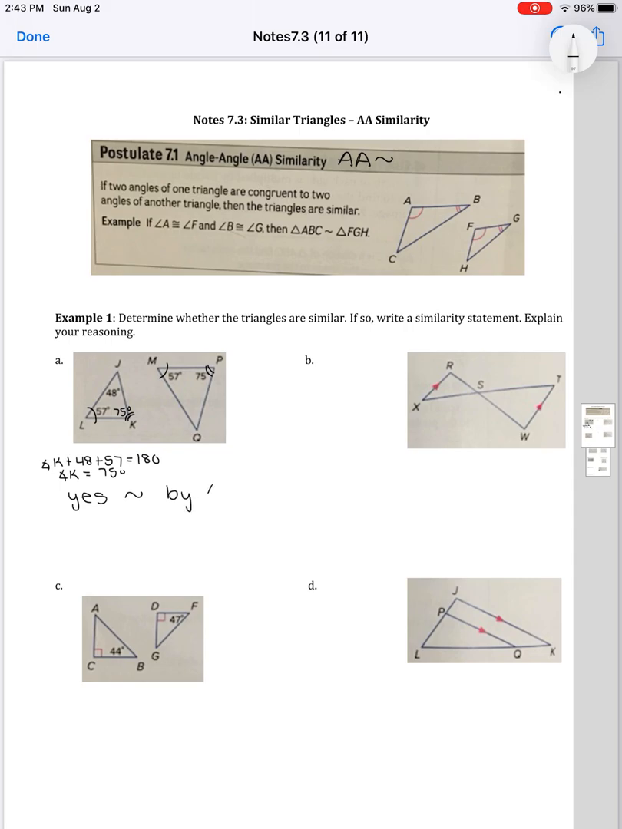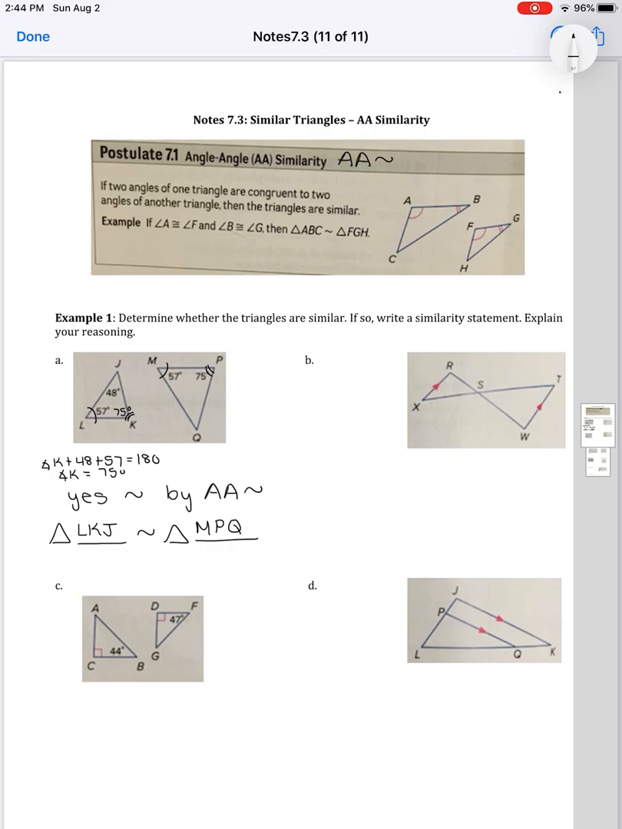So yes, determine whether they're similar. Yes, they're similar by angle-angle similarity. And then we're going to write ourselves a similarity statement. So triangle something is similar to triangle something, just like we did for congruence, but now with the similar sign. Again, the order is important. So look at what you marked. We marked L and K, so I'm going to start with those two. I'm going to go L, K, J, and then match it to the ones on the other triangle, which would be M, P, Q. So we determined whether they were similar, said why, angle-angle similarity, and then wrote our similarity statement.